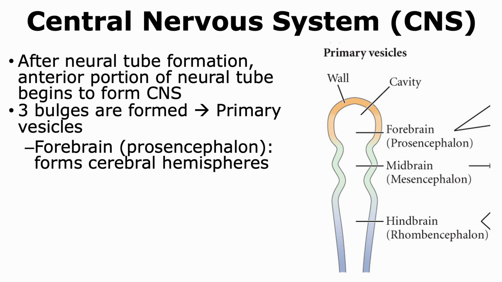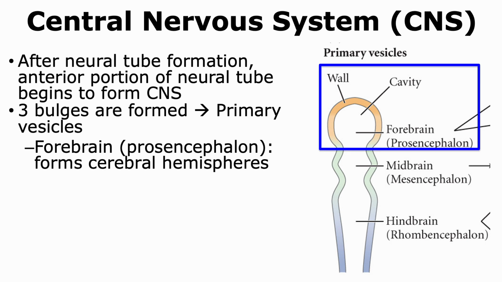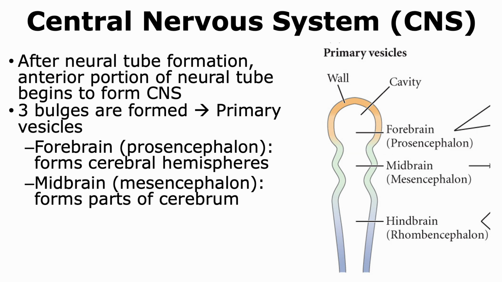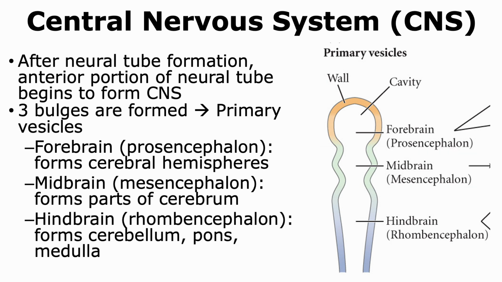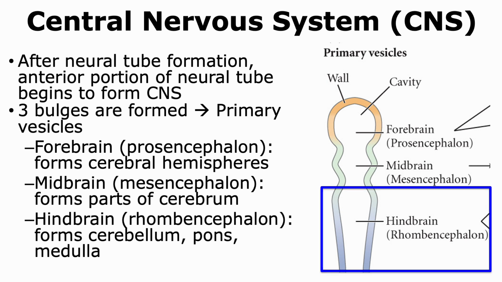The anteriormost one, which forms the forebrain, is called the prosencephalon, and it will form the cerebral hemispheres, and it is the portion that is shown in the blue box. The middle portion is called the mesencephalon, and it forms the midbrain, which basically is parts of the cerebrum. And finally, the last part is called the rhombencephalon and forms the hindbrain, and this is where we will have the formation of cerebellum, pons, and medulla.